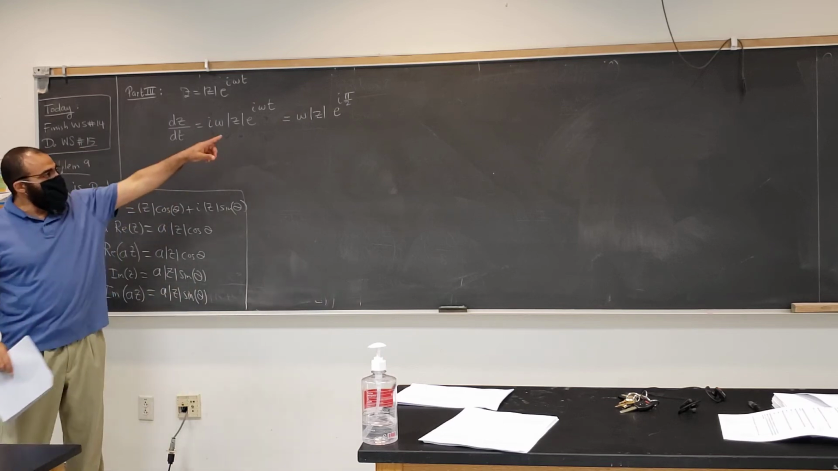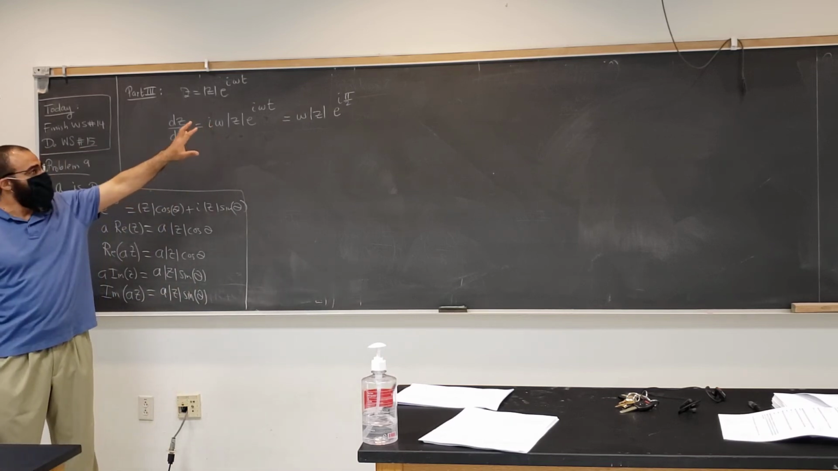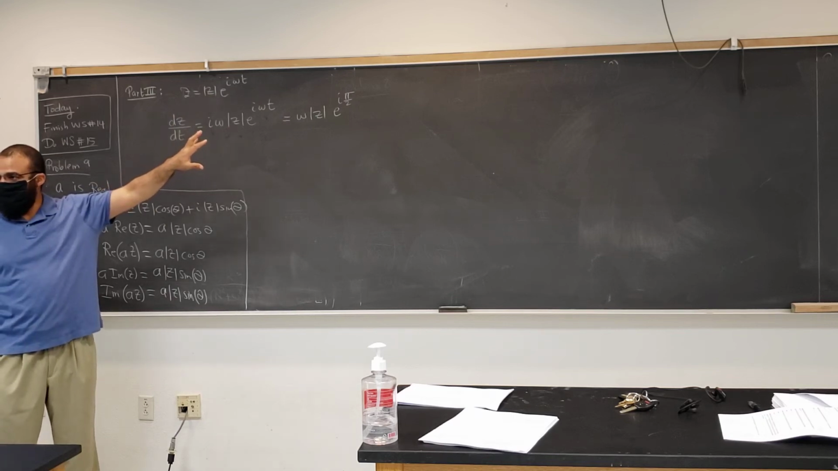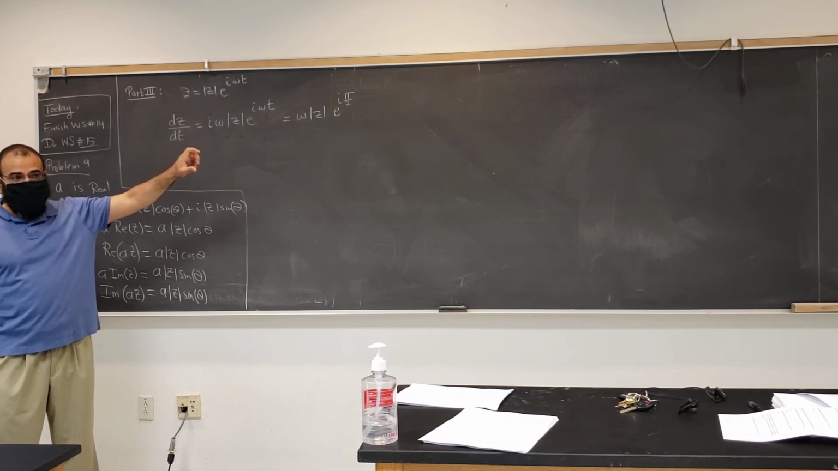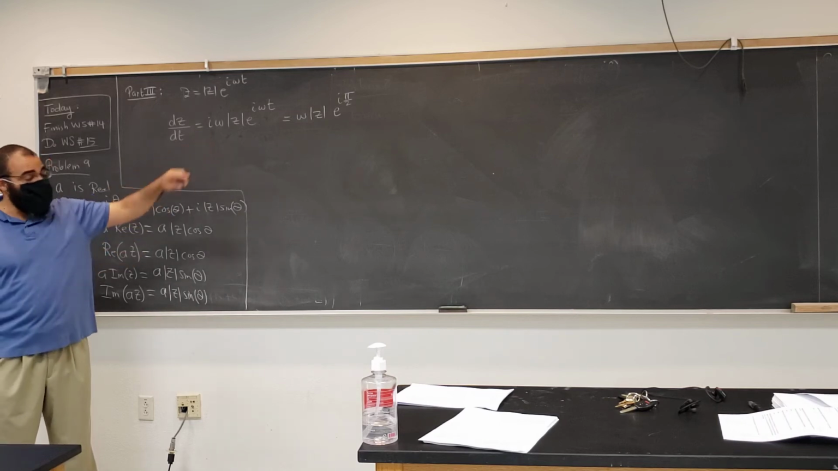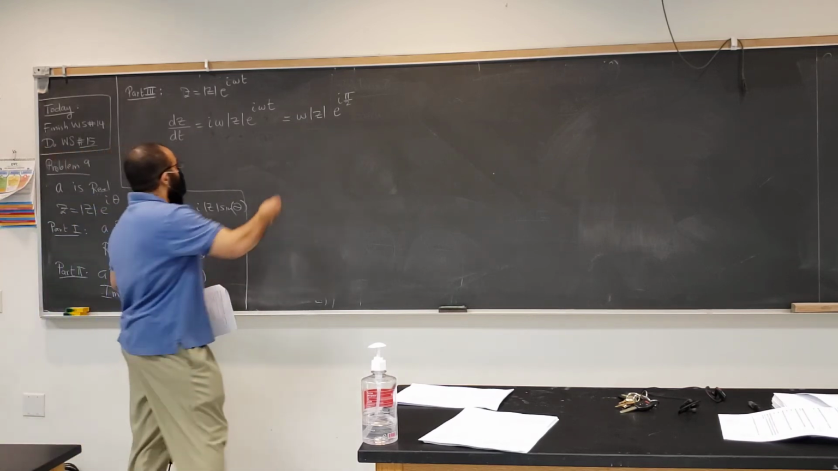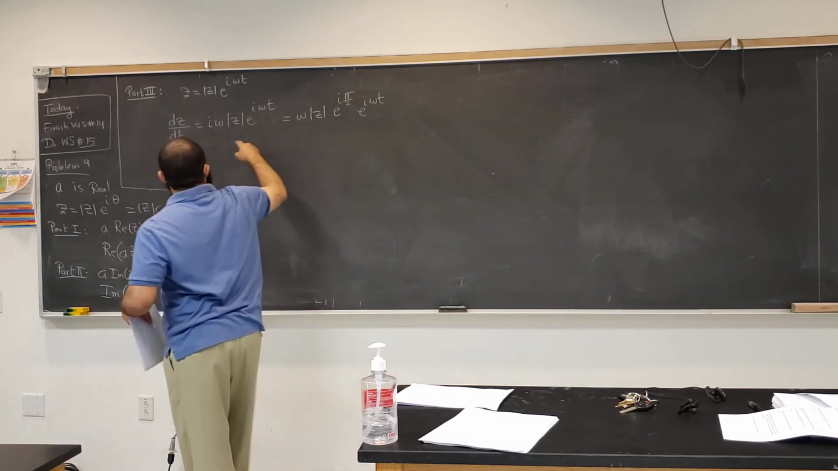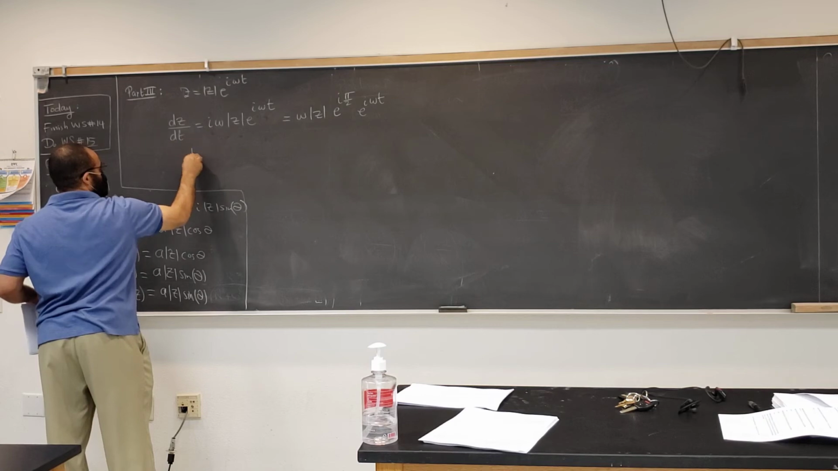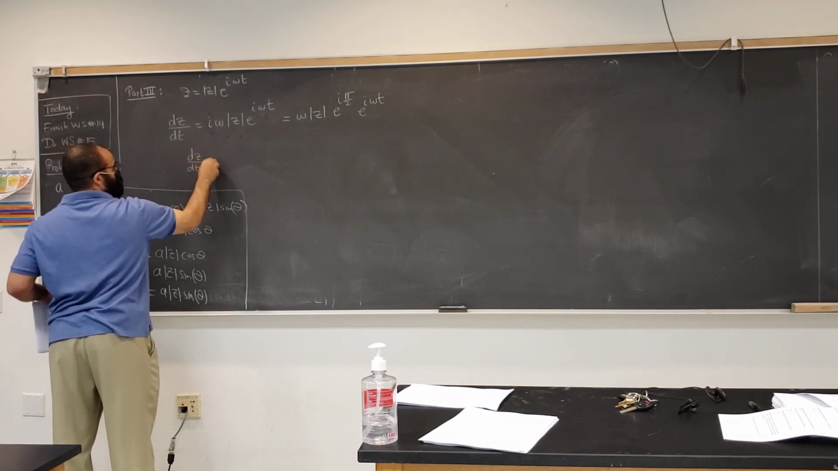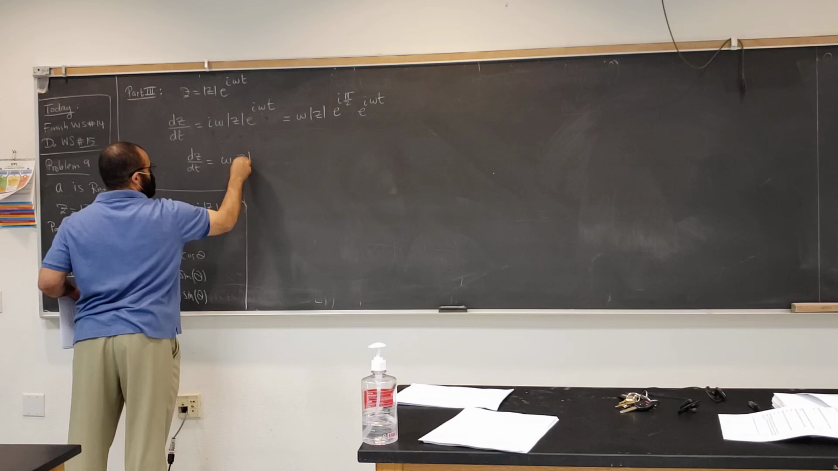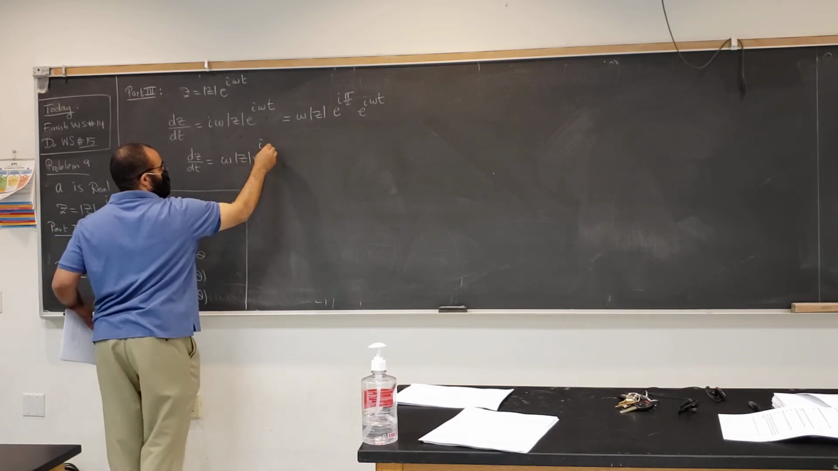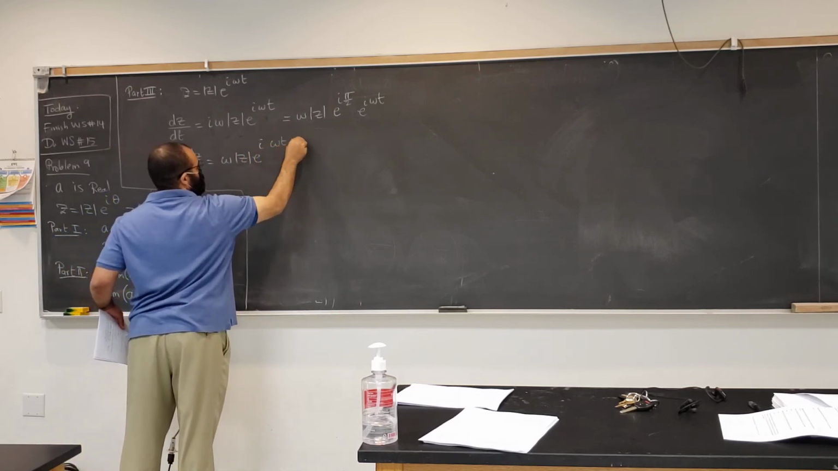Because think about it, e to the i pi over 2 you can write as cosine of pi over 2, which is 0, plus i times the sine of pi over 2, which is 1. So you get just i. So this works out. And then don't forget the e to the i omega t. So dz dt, in other words, would be omega times the absolute value of z times e to the i omega t plus pi over 2.